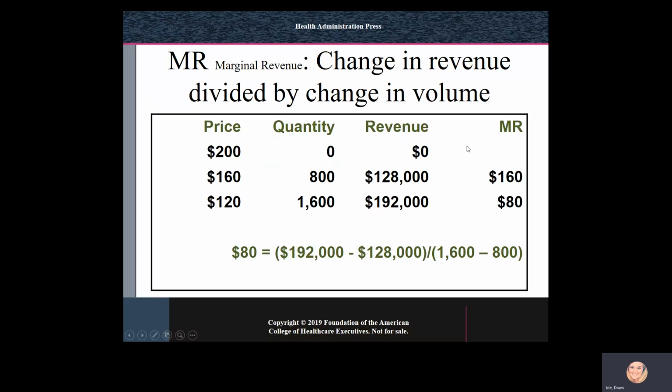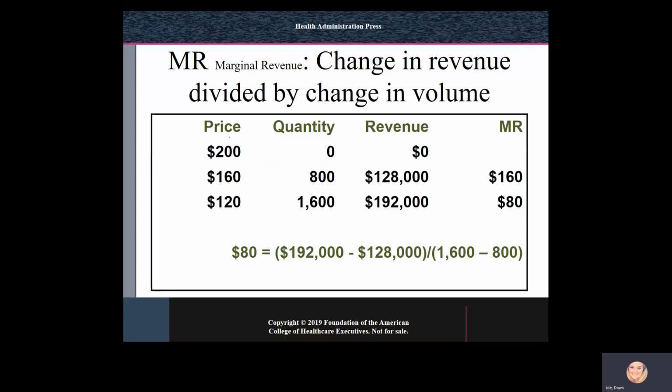So in this first line, you see the price was $200. We didn't sell anything. We didn't make anything. So the marginal revenue was nothing. There was nothing to have. In your second line, the price was $160. We sold 800 units. We made $128,000. So the marginal revenue then was $160.